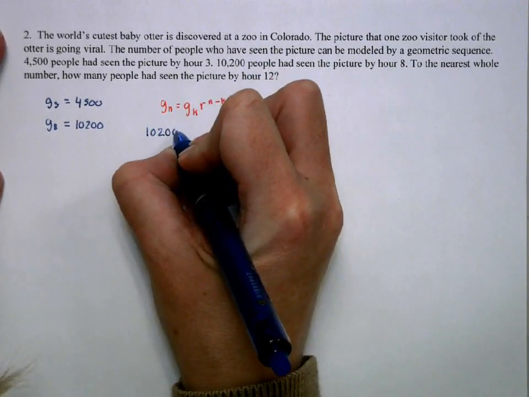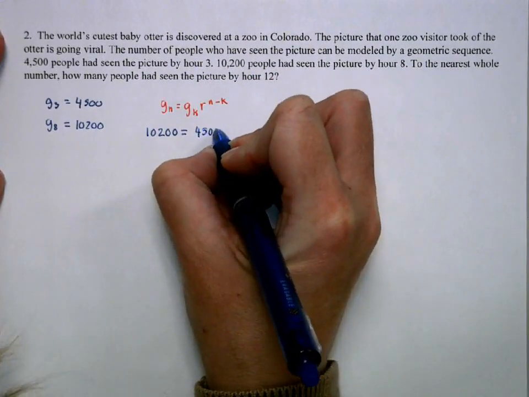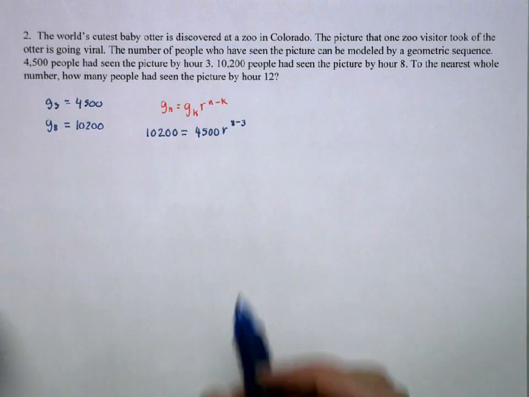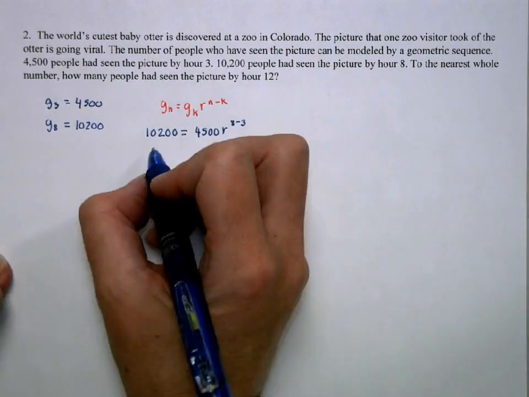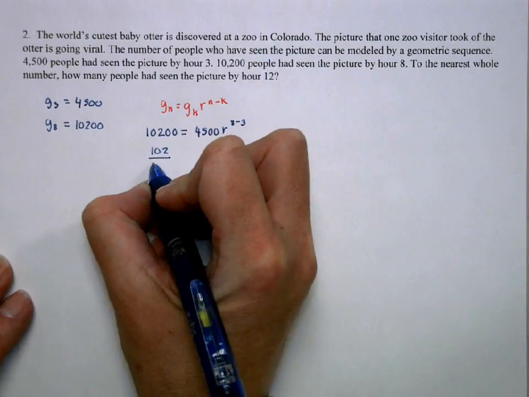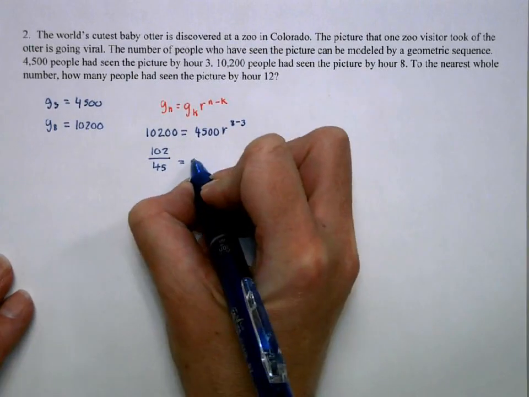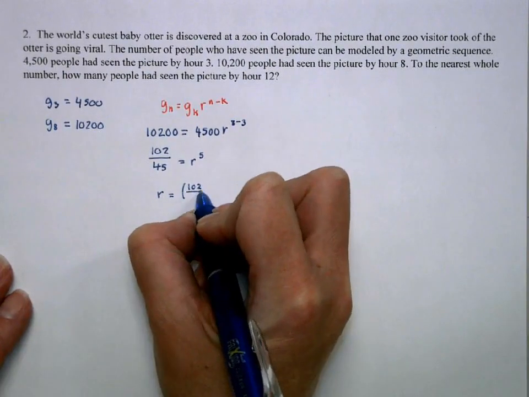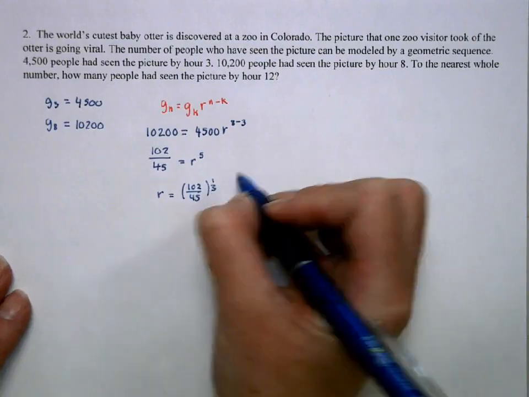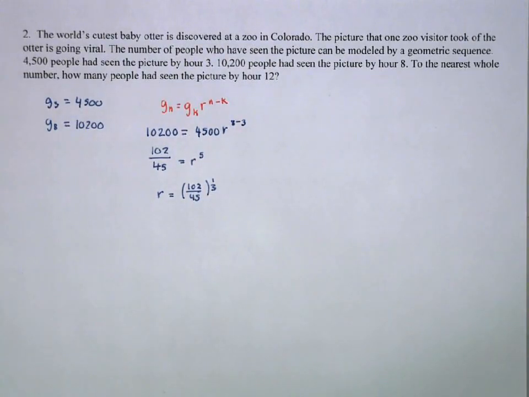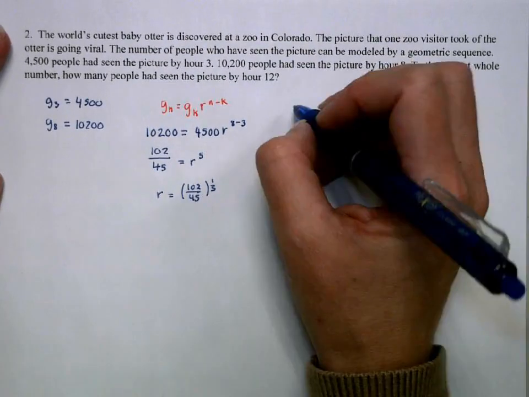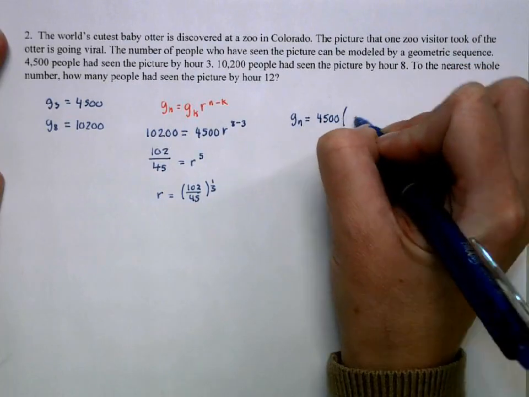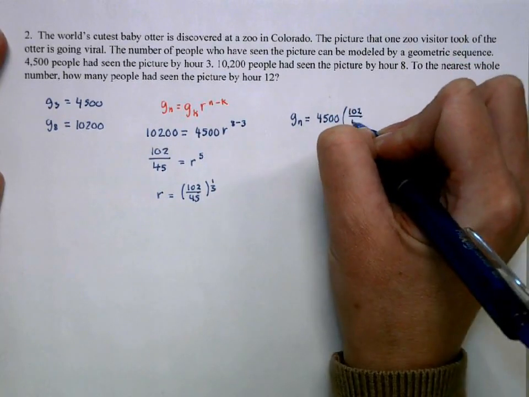Okay, so we're going to algebraically solve here. So I'm going to divide by 4,500, which would reduce to 102 divided by 45. So my r is going to be 102 over 45 to the 1/5. I'm going to leave it unsimplified when I put it in the equation to maintain calculator accuracy. So it's going to be the 1/5 times n minus 3.